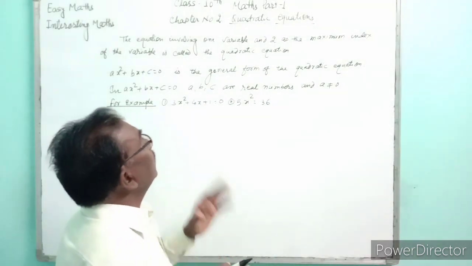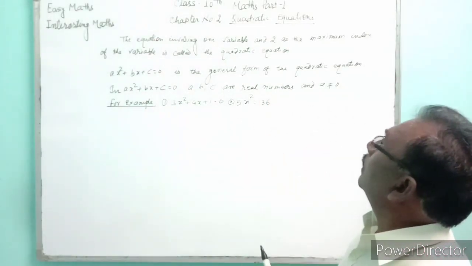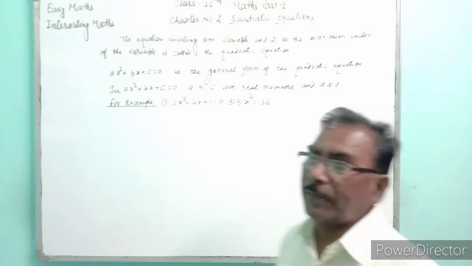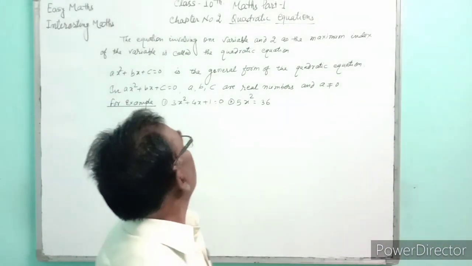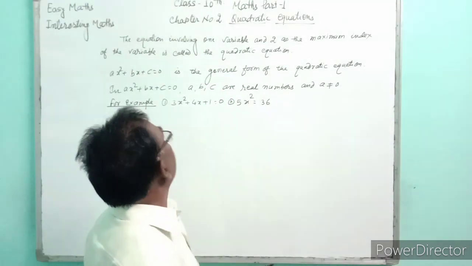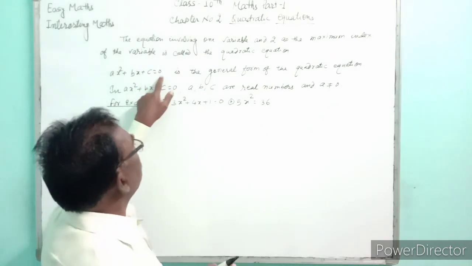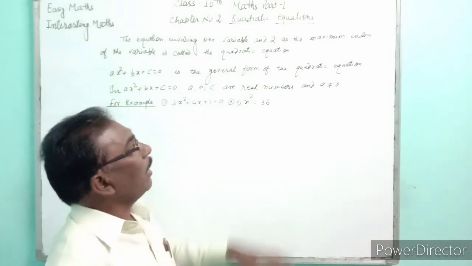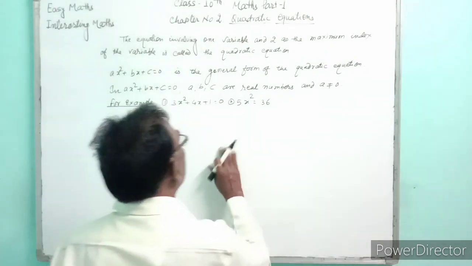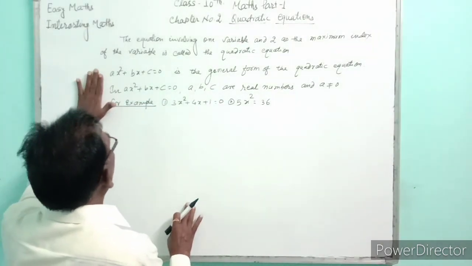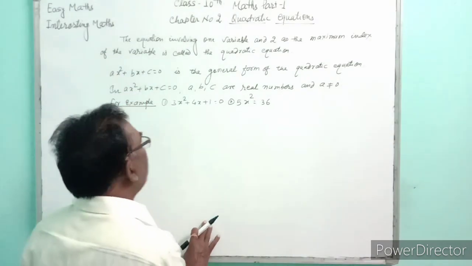The equation involving one variable and 2 is the maximum index of the variable is called the quadratic equation. ax square plus bx plus c is equal to 0 is the general form of the quadratic equation.